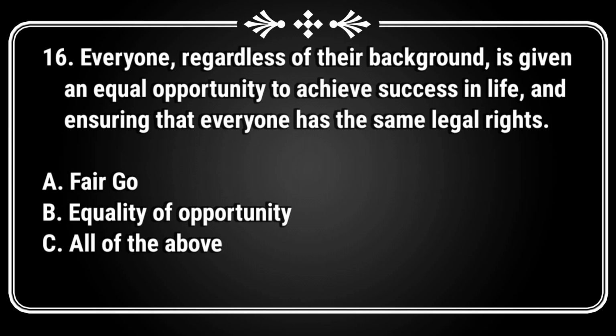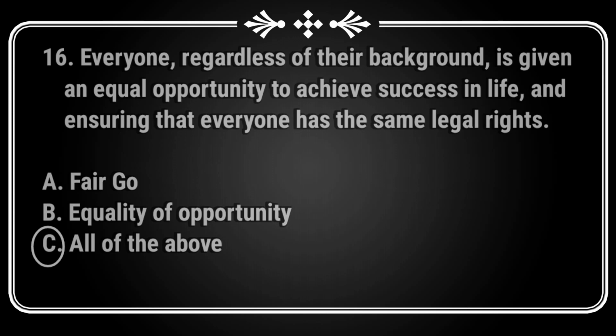Number 16. Everyone, regardless of their background, is given an equal opportunity to achieve success in life, and ensuring that everyone has the same legal rights. Letter A, fair go. Letter B, equality of opportunity. Letter C, all of the above. The answer is letter C, all of the above.